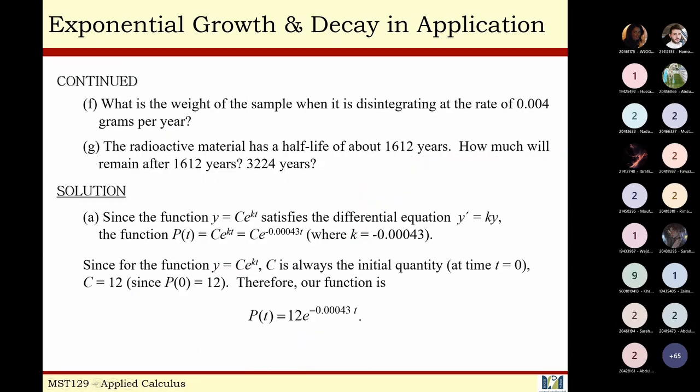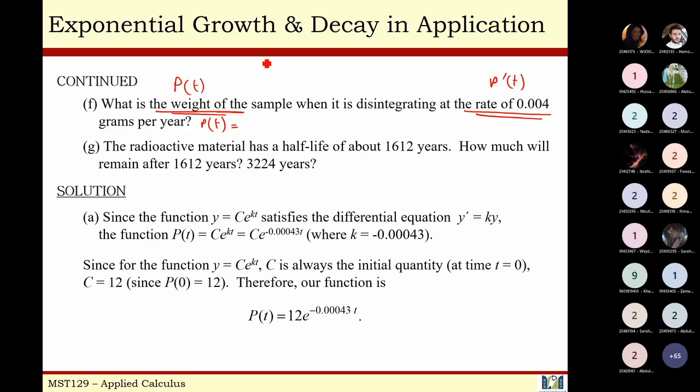Here, what is the weight of the sample when the disintegration rate equals, أعطاني الريت هنا, 0.004 gram per year? So we need to find B of t. Here, this is the rate B prime of t, and we need the weight. We need to find the B of t. Okay, so B of t equals what?